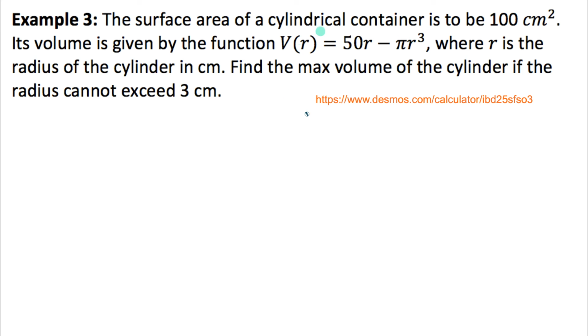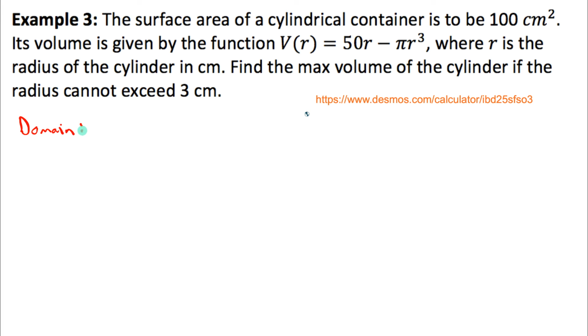So this formula gives us the volume based on whatever radius we want for a cylinder that has this specified surface area. Let's not worry about that too much. When we do more optimization problems near the end, you're going to have to come up with this volume formula, but for now I'm giving it to you. We want to know when the volume is at its max if the radius has to be between 0 and 3 centimeters. So let's write down, we have a restriction on our domain.